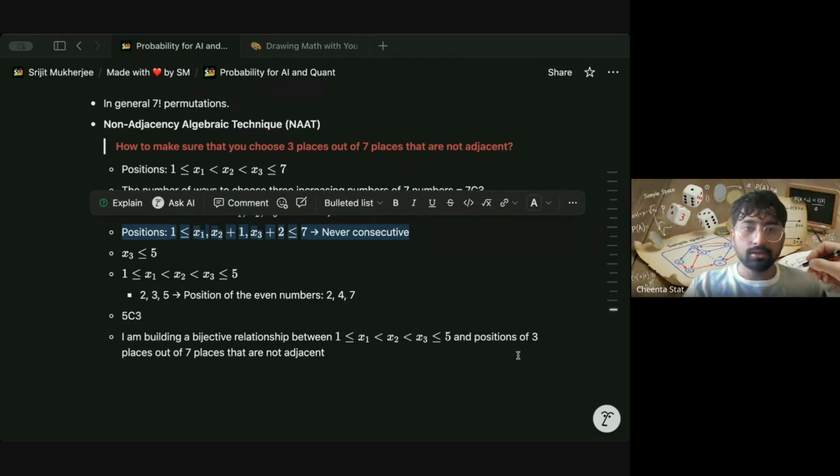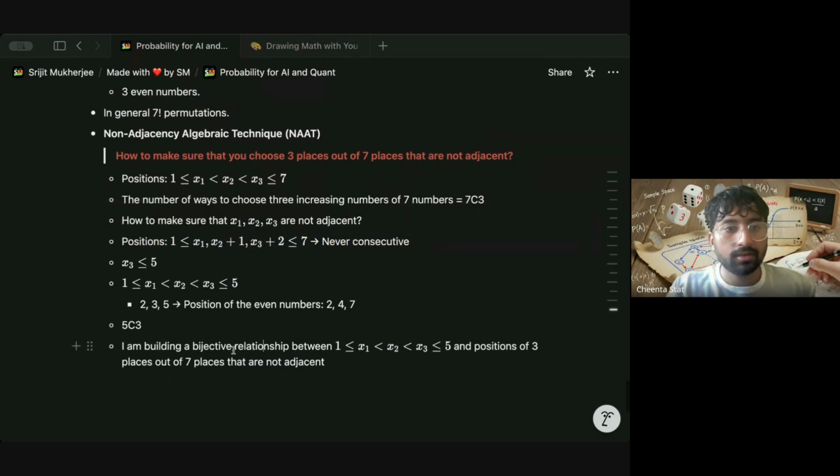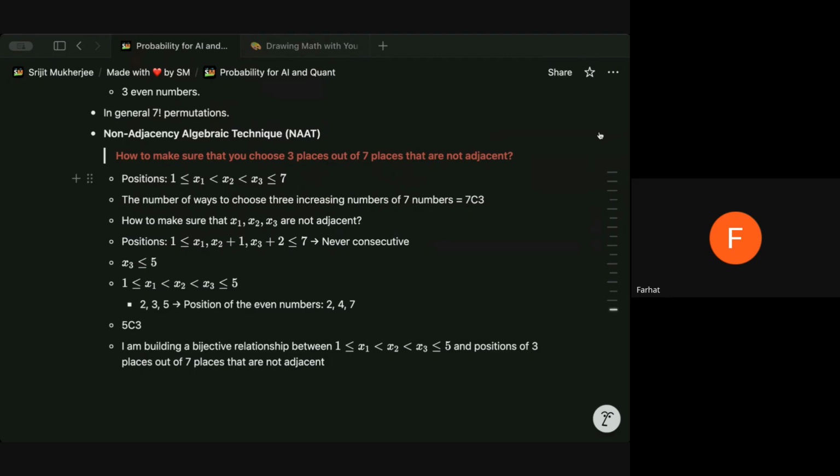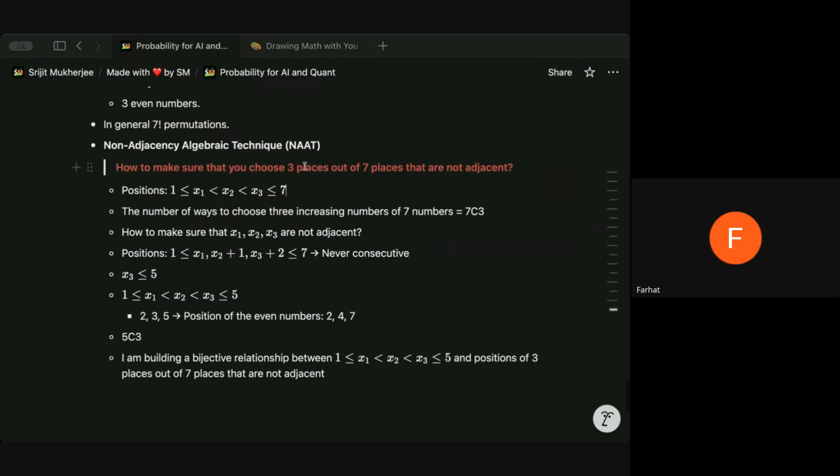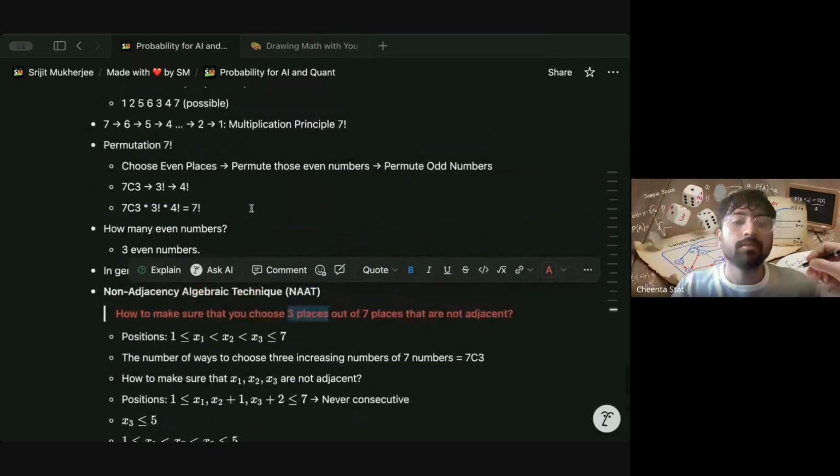Any questions, Farhad? Go ahead, Farhad. Hello, is my voice audible? Yeah, you're audible now. Actually, I've not understood why we have taken this condition, X1 is less than X2. Is this the starting point of your solution? Why this specific restriction, X3 is greater than X2?